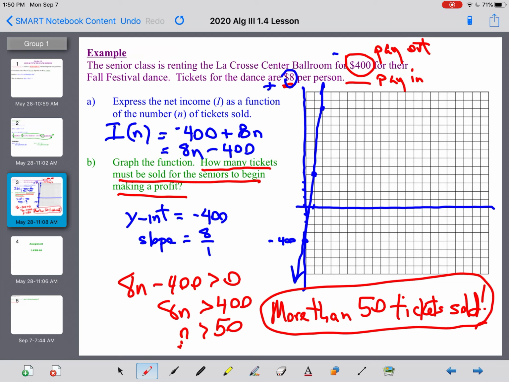So again, with this, you just have to set up your equation. Sometimes you'll be asked to graph, and sometimes you'll be asked to answer a question concerning the relationship here.